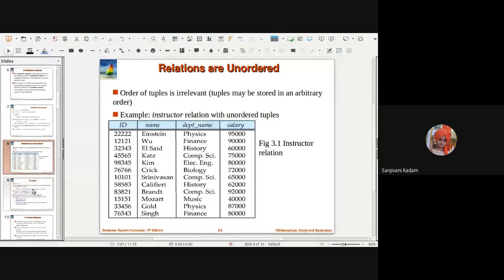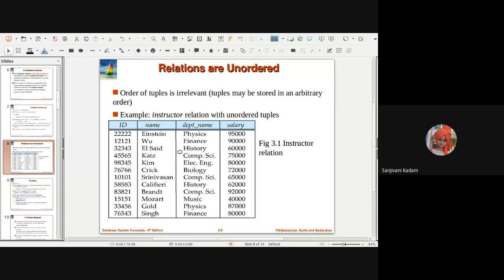So salary greater than 65,000 becomes my condition, also called a predicate, or we can say this is a filter we apply onto the relation. For example, the first tuple, Einstein, physics, 95,000, qualifies the condition: salary is greater than 65,000. This tuple will be in the output. The second tuple will also be part of the output.